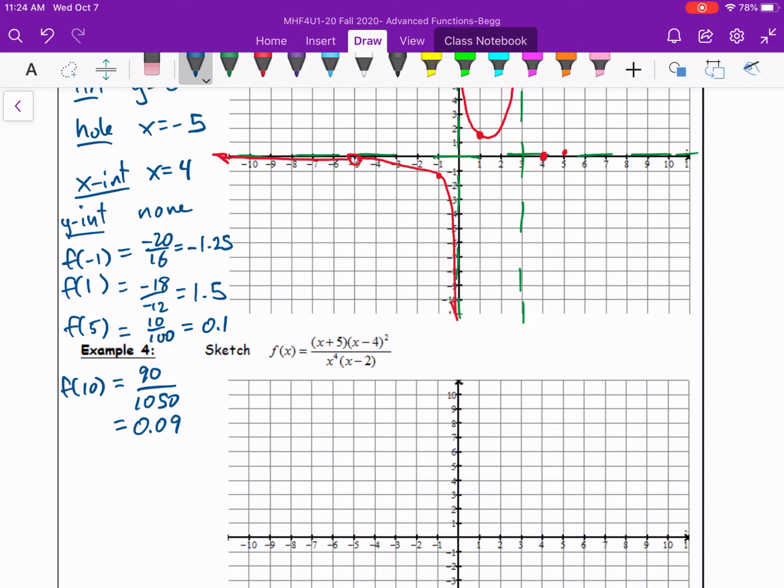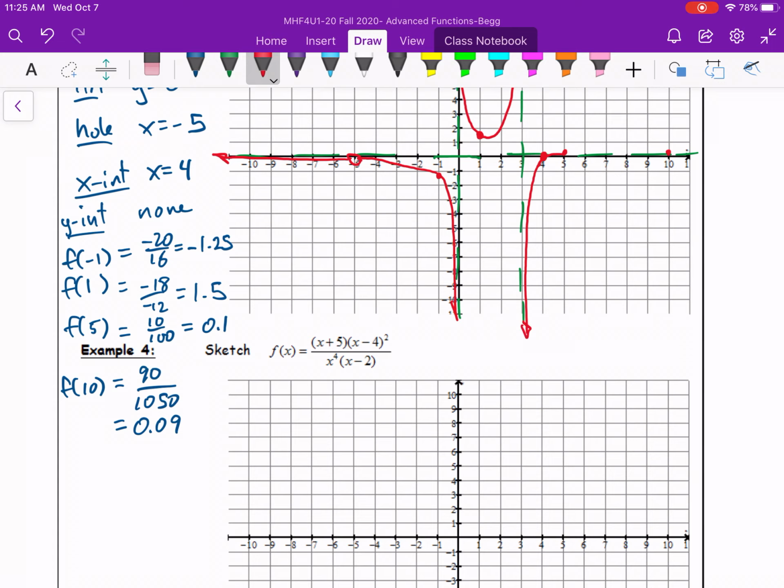So still very small number. So in fact, it's going back down towards the x-axis. It was actually higher when x equals 5 than when x equals 10. So we do have the end behavior. I think if I was to put bigger and bigger numbers in, we're going to keep getting closer and closer to the x-axis. So I think we can predict it's going to look like this.